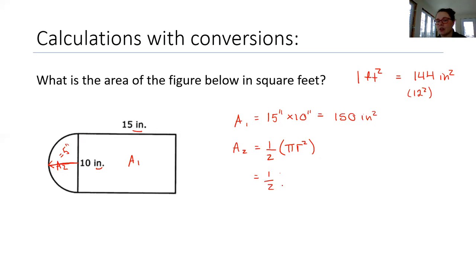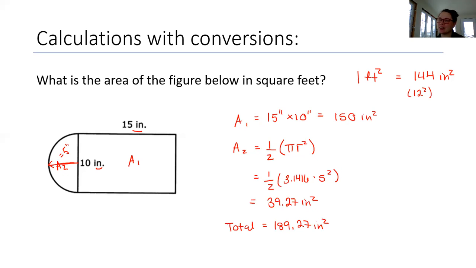Half, you can use the letter pi, or you can put 3.1416 times 5 squared. Putting all of that into your calculator, you will get 39.27 inches squared, and our total area 1 plus area 2 is equal to 189.27 inches squared. Now we have to switch to square feet.